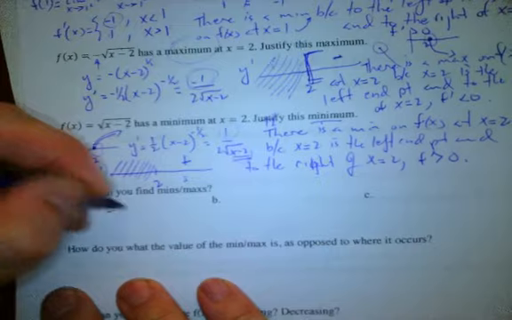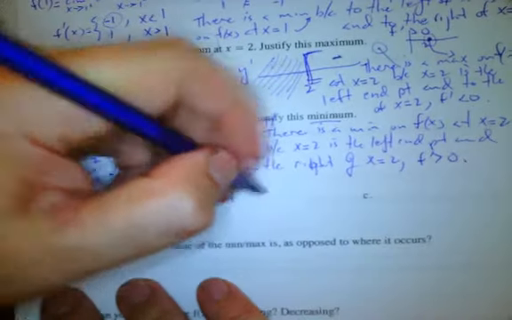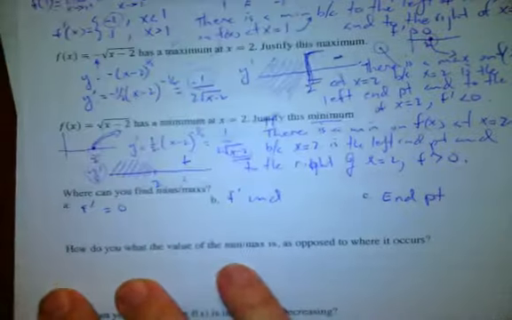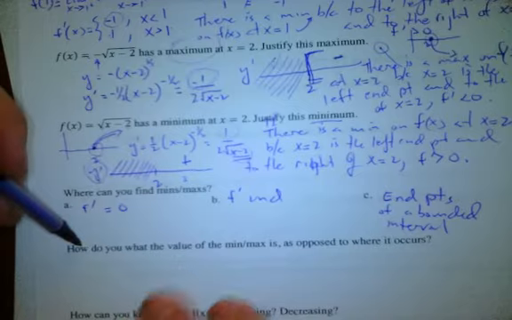Next question says, where can you find mins and maxes? Well, there are 3 places. F prime equal to 0, f prime undefined, and, as we saw in the last 2 problems, endpoints of a bounded interval.